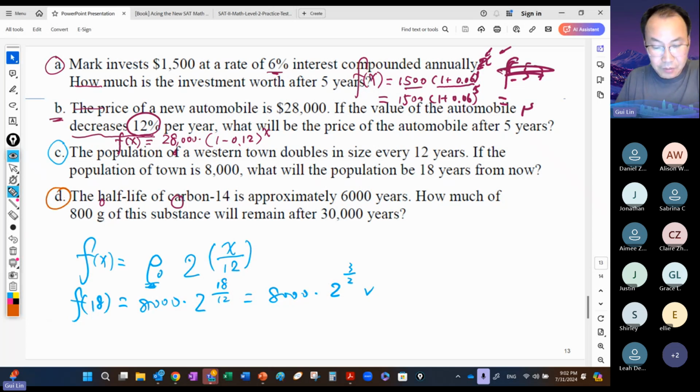Let's move on. D. The half-life of carbon. This is a situation we have met before, like an element decaying. The weight becomes half of the initial weight after a period called the half-life. The half-life of carbon-14 is approximately 6,000 years. So that's the methodology.